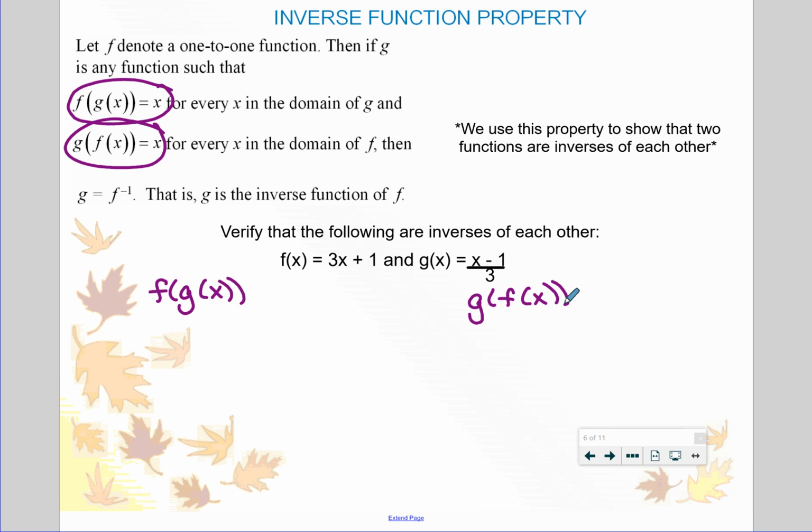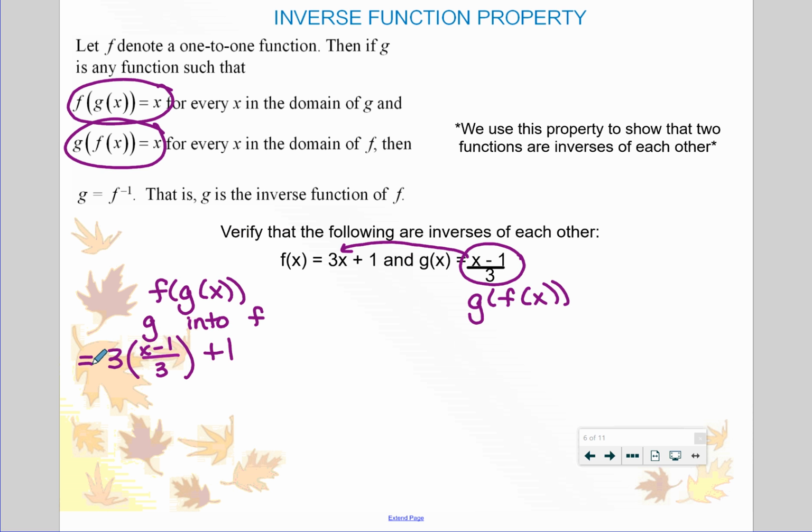The way I have it written, what am I going to plug into what first here? What's being plugged in? G into F or F into G? This guy is G into F. If I plug G into F, I'm going to take all of function G and plug it into function F wherever I see that variable. It looks like 3 parentheses X minus 1 over 3, plus 1.